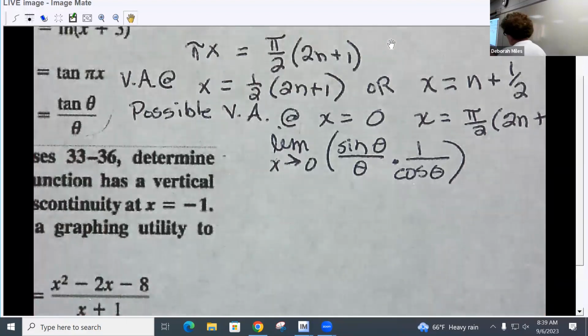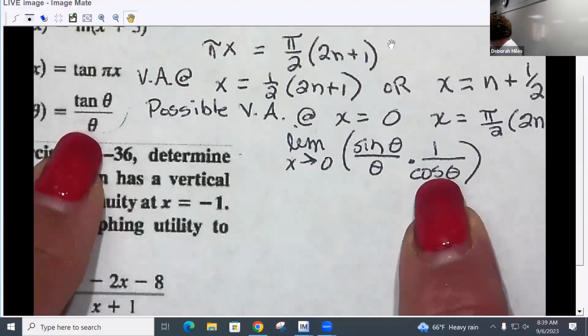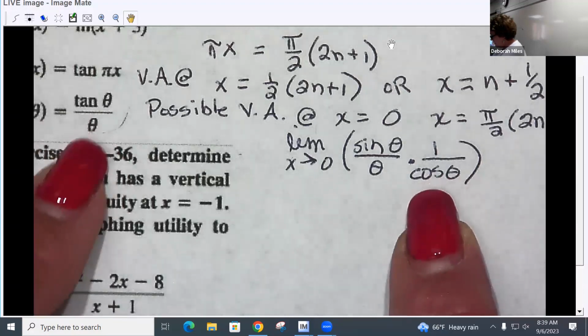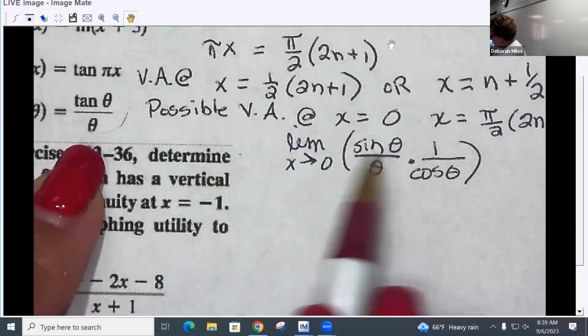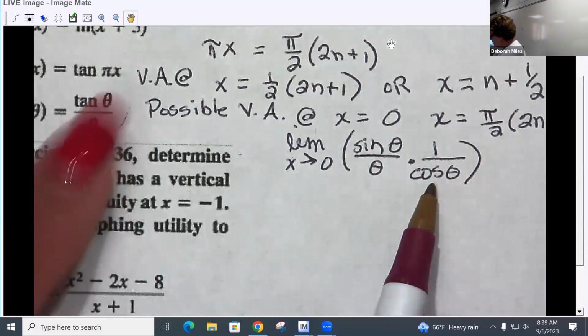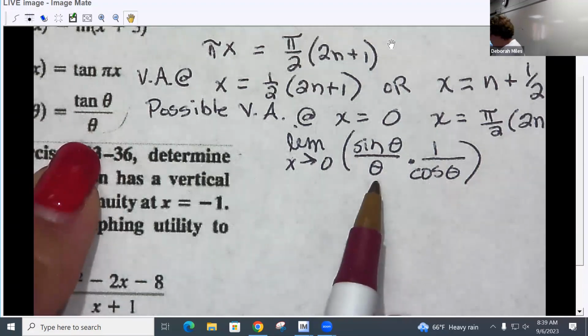That's what I think. But I want to double check it. Does that really multiply back together to give me the same thing as my g of theta is? Well, I'd have my sine over cosine, that is tangent, and I have my theta in the denominator. So yeah, they're the same thing.